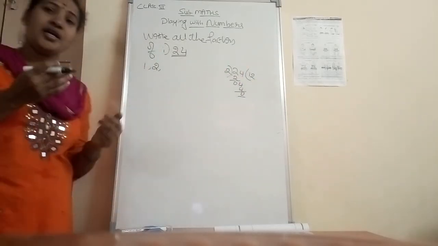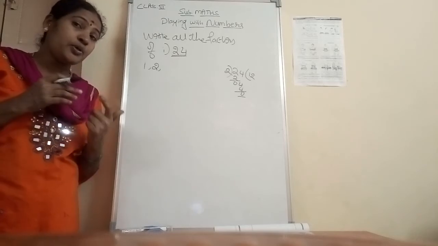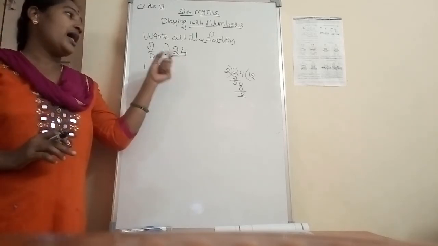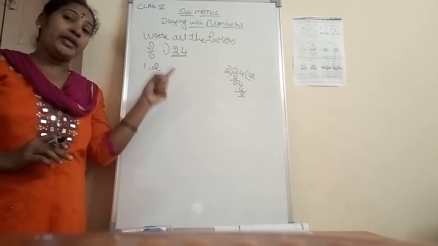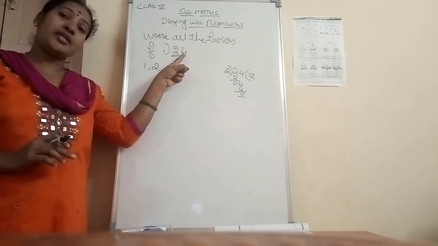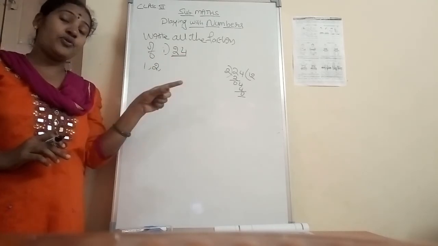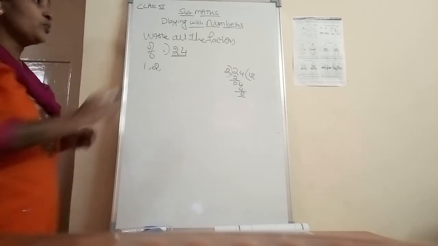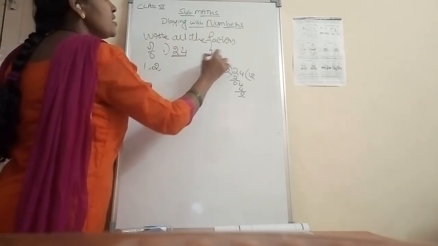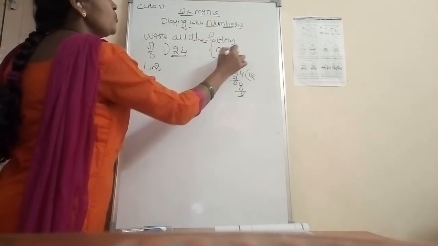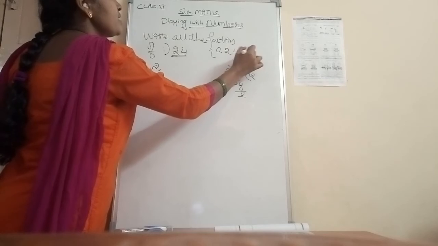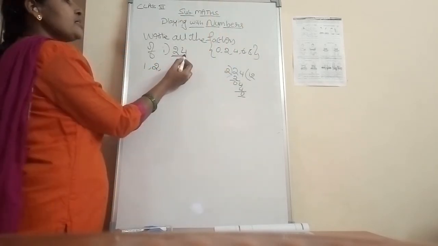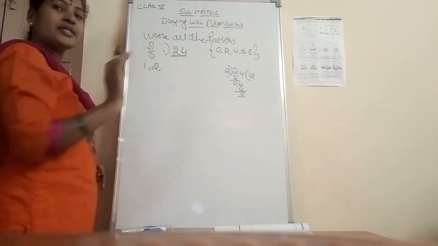In the next class, when I explain the divisibility rule, you will get an idea. Easily we can identify whether a number is divisible by 2 or not. The last digit is 4, no children? Last digit 4, that is an even number. The condition for divisibility by 2 is that the last digit should be 0, 2, 4, 6, 8. So here the last digit is 4, therefore definitely it is divisible by 2.